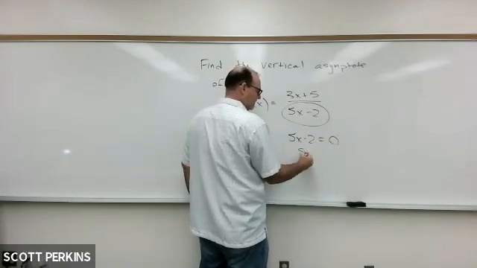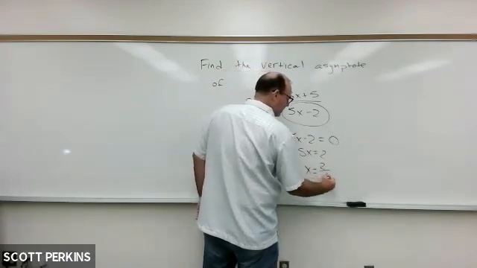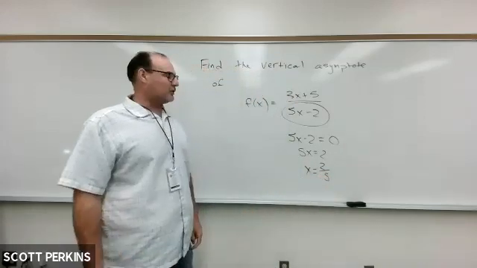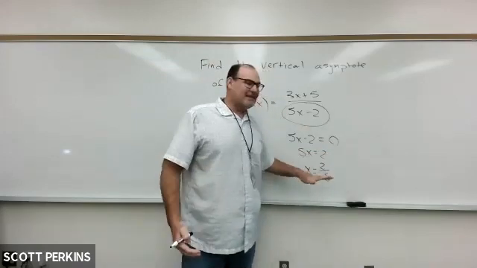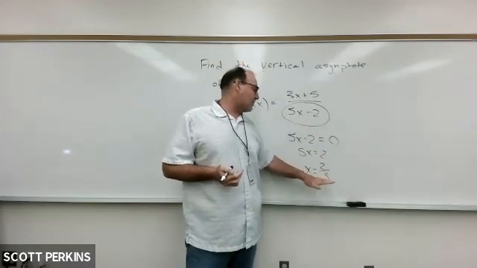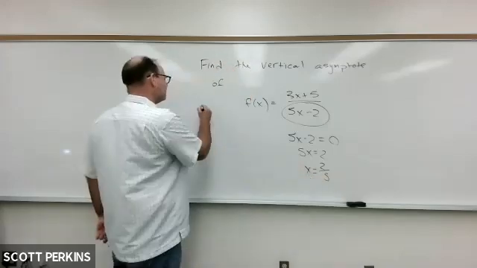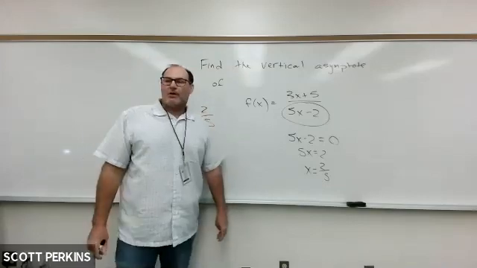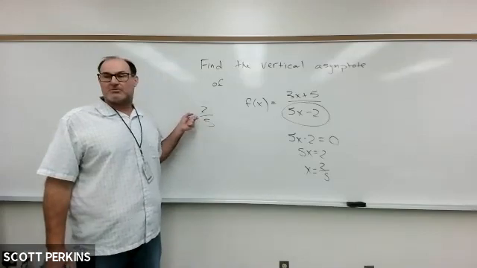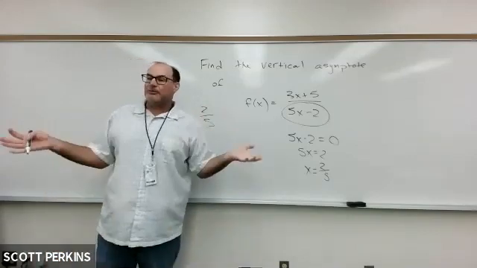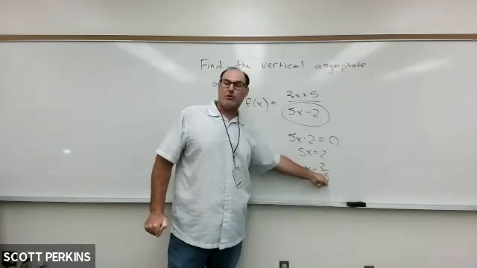Add the 2 over. 5x is 2, divide by 5, and you should get that the vertical asymptote occurs at the x value 2/5. Okay, this is not a solution. This is a line of interest, so it stays as a line, x equals 2/5. If you just write 2/5 on the test, there's going to be a problem because I'm not going to know what you're referring to. Are you referring to the horizontal asymptote, the vertical asymptote, or any other information? So make sure you leave it in this form, x equals 2 over 5.